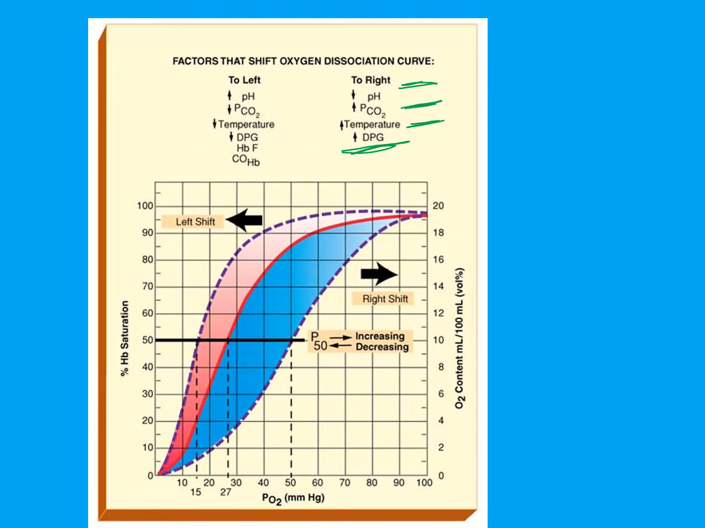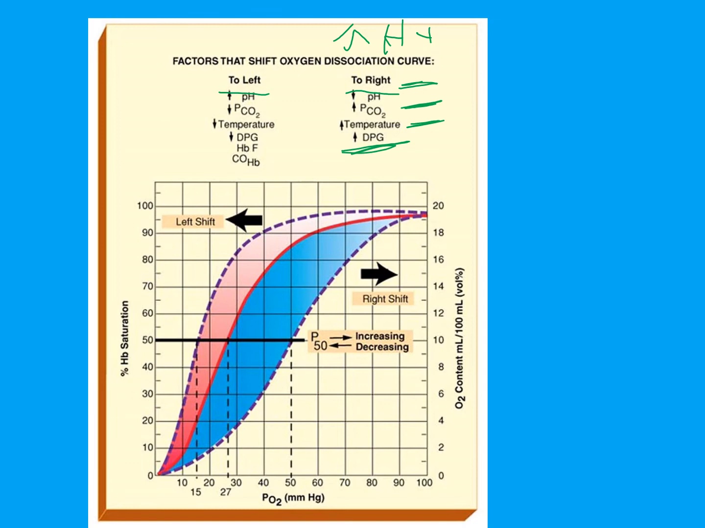But understand, that's why I used hydrogen ions for this. See how everything on the right shift is increased. Increased DPG or BPG, same thing. Increased temperature, increased CO2. And I also put an increase in hydrogen ions.